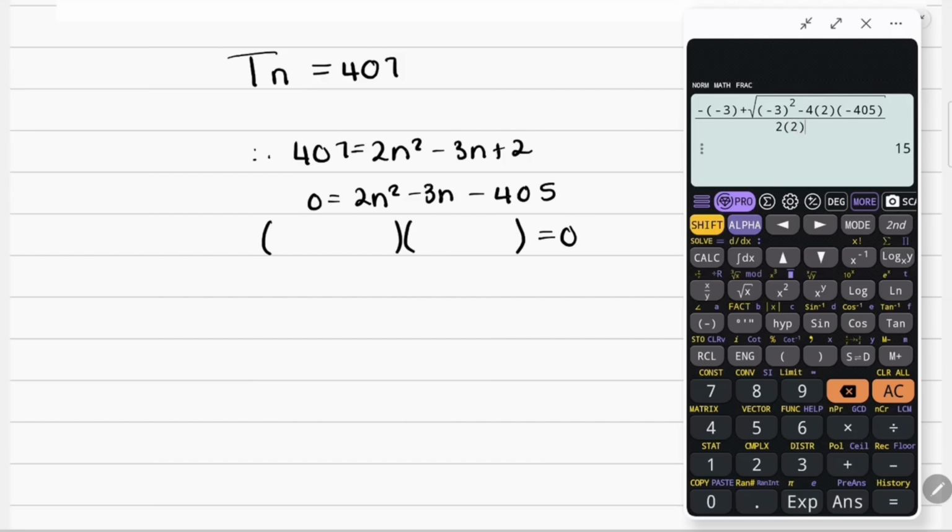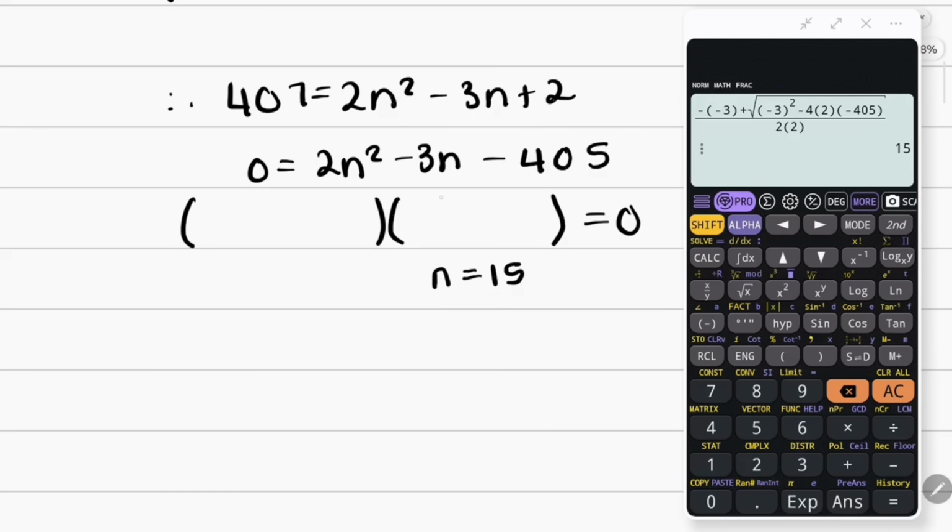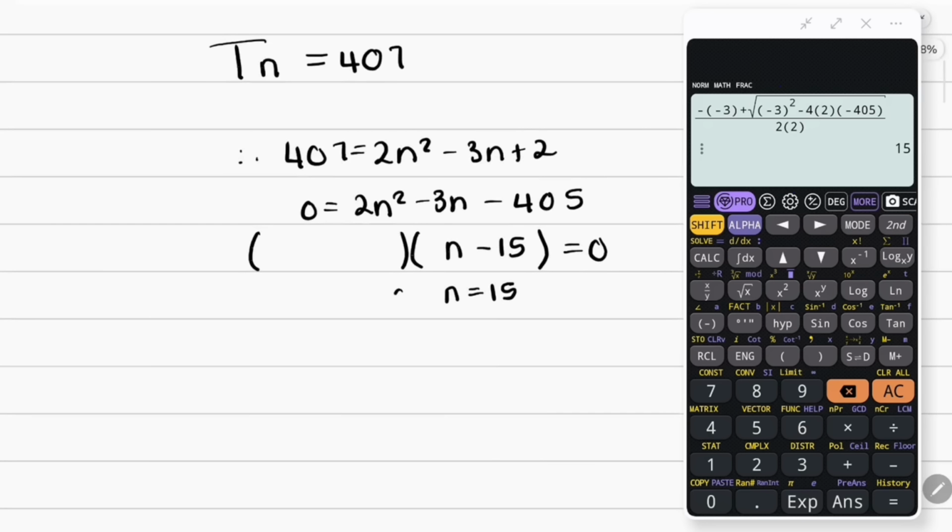Okay, so it's showing that one solution is 15, meaning n equals 15. And so if n is equal to 15, the factor that we must have had is n minus 15. Okay, because you said n minus 15 equals 0, and then transposed it to solve for n. And then to find out what exactly that was, you can just change this plus to a minus to get the second root, and we get negative 27 over 2. So it means n is equal to negative 27 over 2.